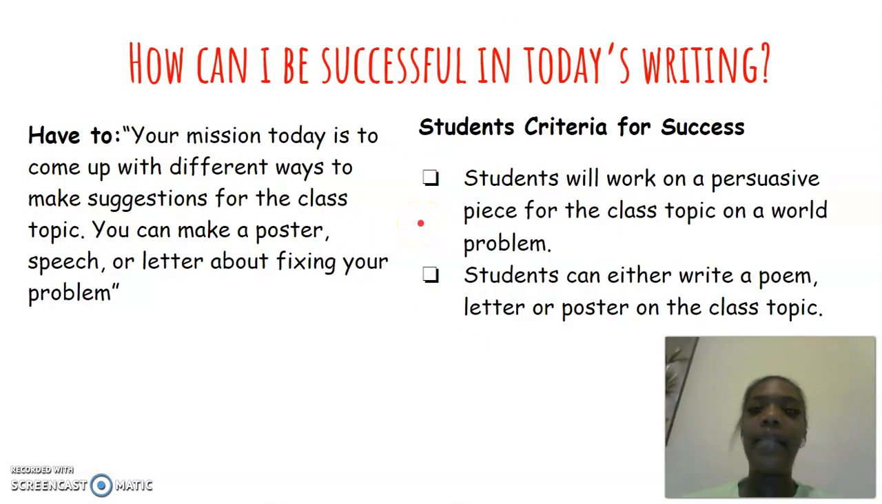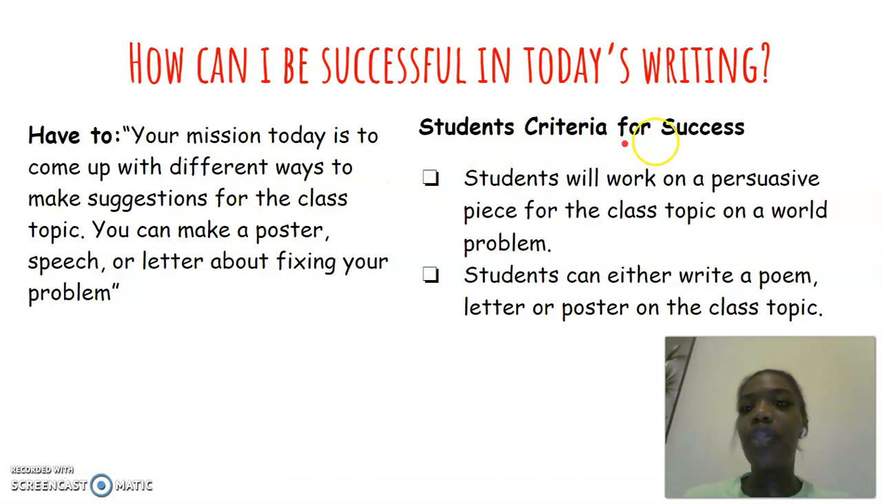How can I be successful in today's writing? That is all we want to know, right? Miss Kitchens, what do I need to do to be successful in today's writing? Well, happy little writers, I can tell you your mission today is to come up with different ways to make suggestions for the class topic. You can make a poster, a speech, or letter about fixing that problem. And we know what that problem is, right? People need to recycle. Okay.